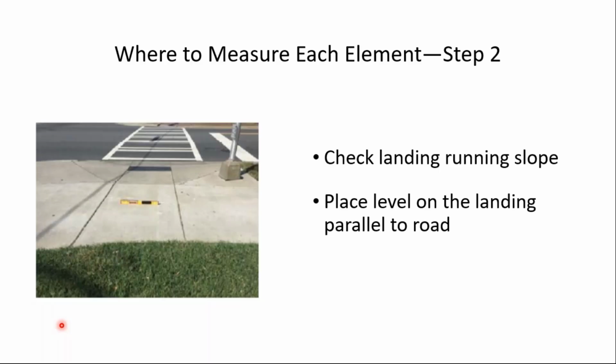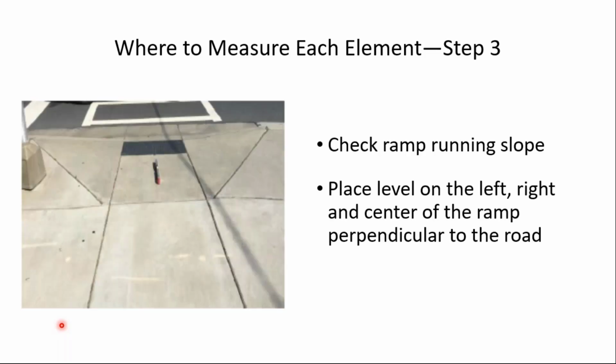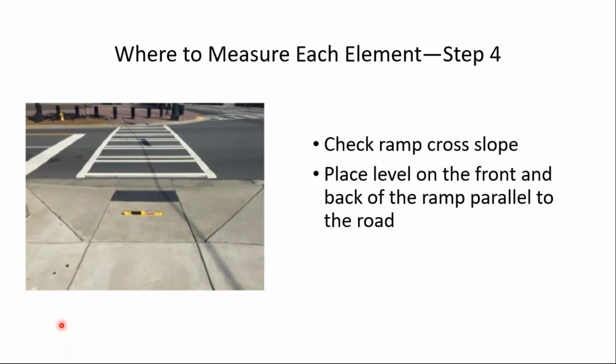My step 2 is to check the landing running slope. So place the level on the landing parallel to the road. Then my step 3 is to check the ramp running slope. So place the level on the left, right, and center of the ramp perpendicular to the road, like you see here. Step 4 would be to check the ramp cross slope. So place the level on the front and back of the ramp parallel to the roadway.